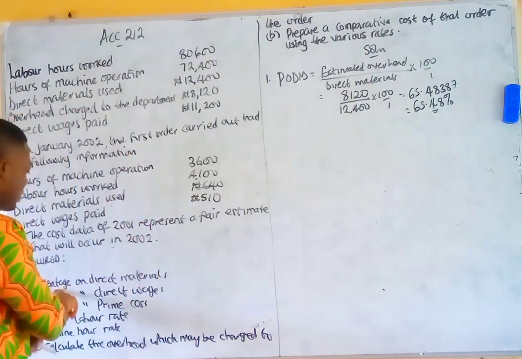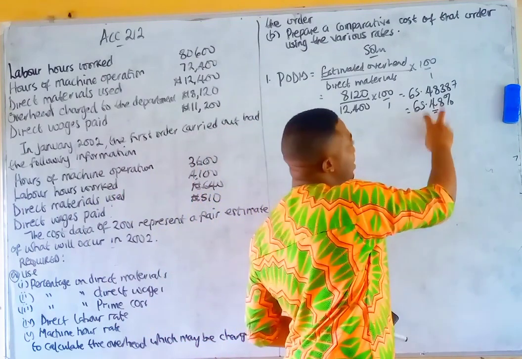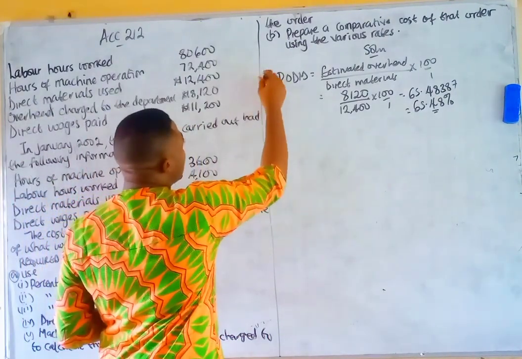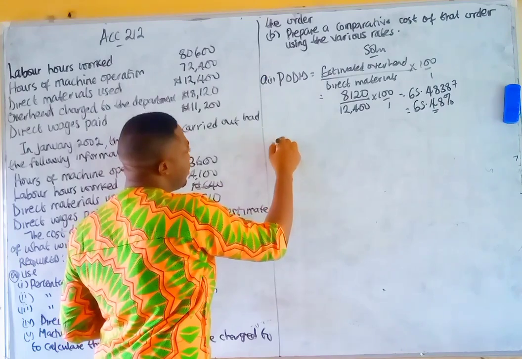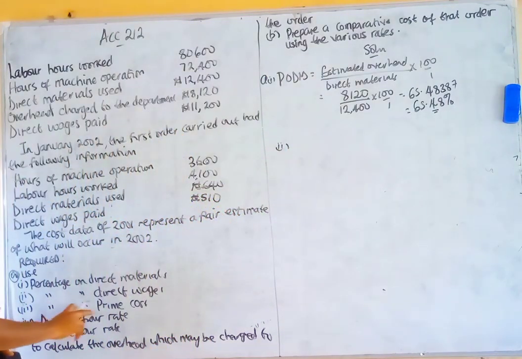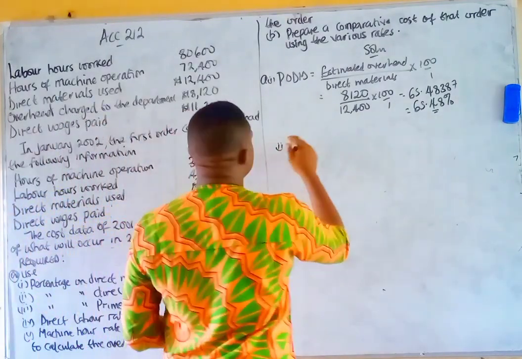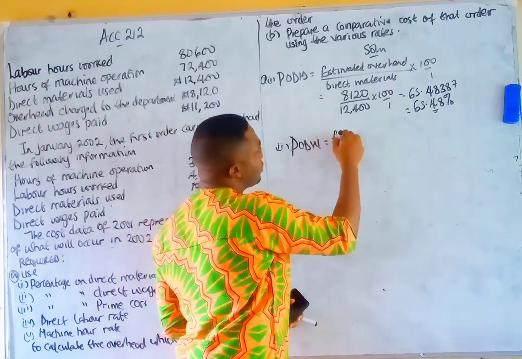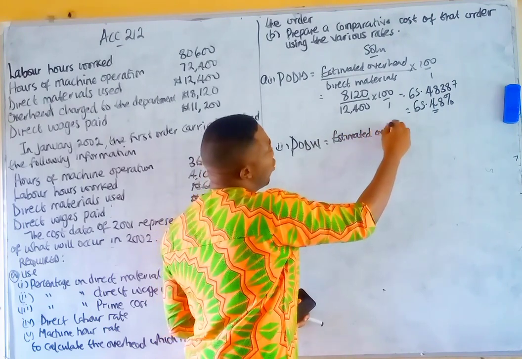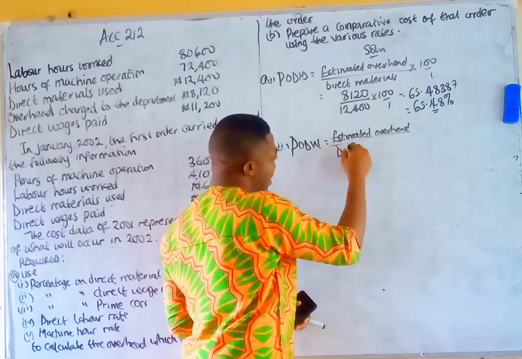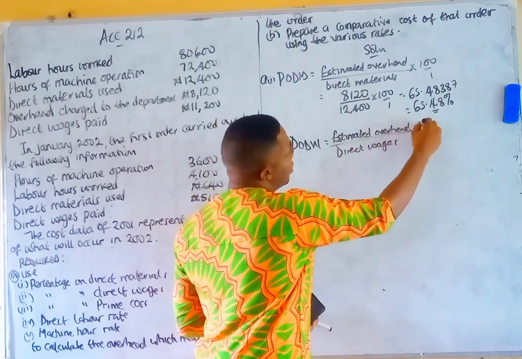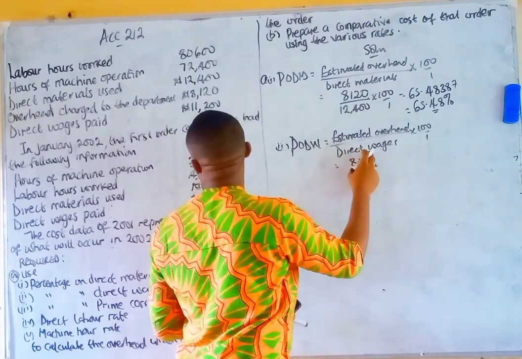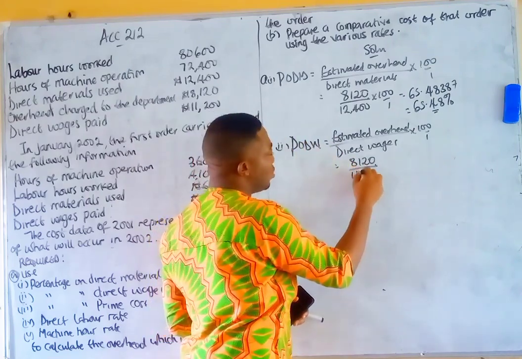Remember, I told you it is a percentage, so our answer is in percent. That is the first one, percentage on direct material. The second one is the percentage on direct wages. The formula is estimated overhead divided by direct wages, times 100 over 1. Estimated overhead is 8,120 divided by direct wages, 11,200, times 100 over 1.